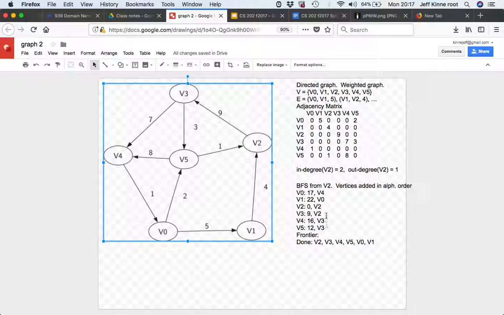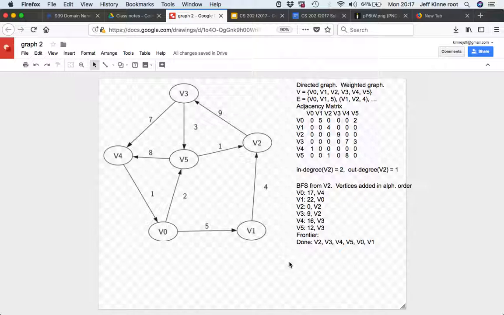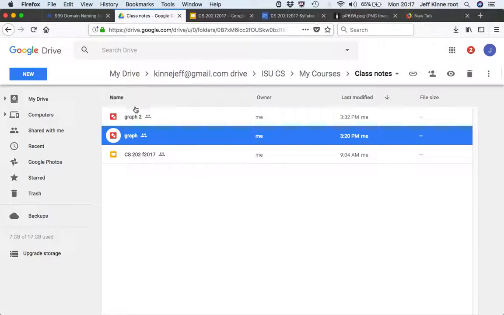And just like in the previous example, you would keep track for each vertex that you get to. So V0, how did you get there? If you do the breadth first search, you'll get there from V4. V4, how did you get there? Got to V4 from V3. And V3, we got to V3 from V2. Alright, so that is a directed weighted graph. I'm going to close that and start looking at another example.